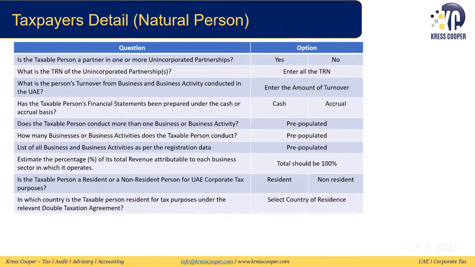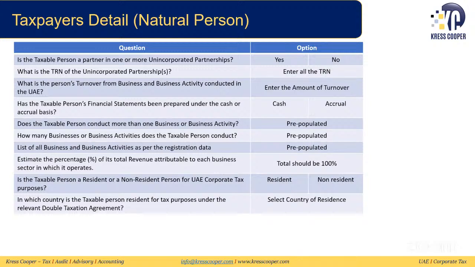The next question it is asking is: is the taxable person a resident or a non-resident person for UAE corporate tax purposes? So either you have to select resident or non-resident. Now, if you are a natural person and you're conducting any activity in the UAE, if you're residing in the UAE, then you are a resident. If you're residing outside of the UAE and there's no double tax treaty with the country, you are a resident for UAE. If there is a double tax treaty, you have to look under the double tax treaty whether you are a resident or a non-resident, then answer this question.